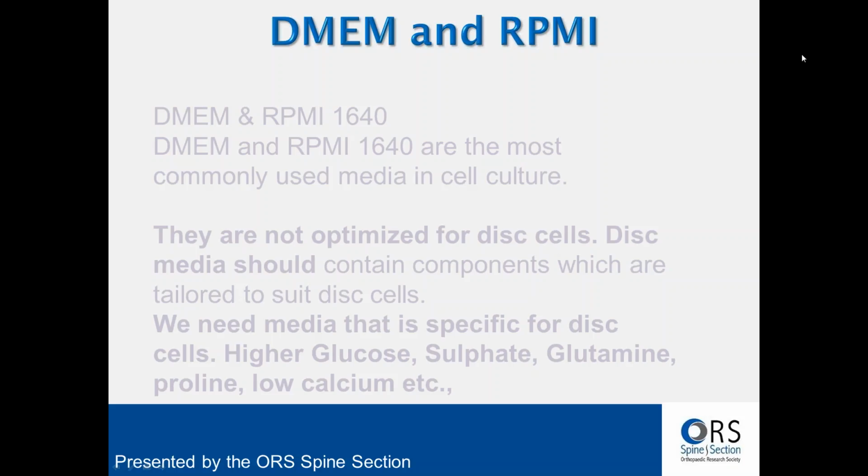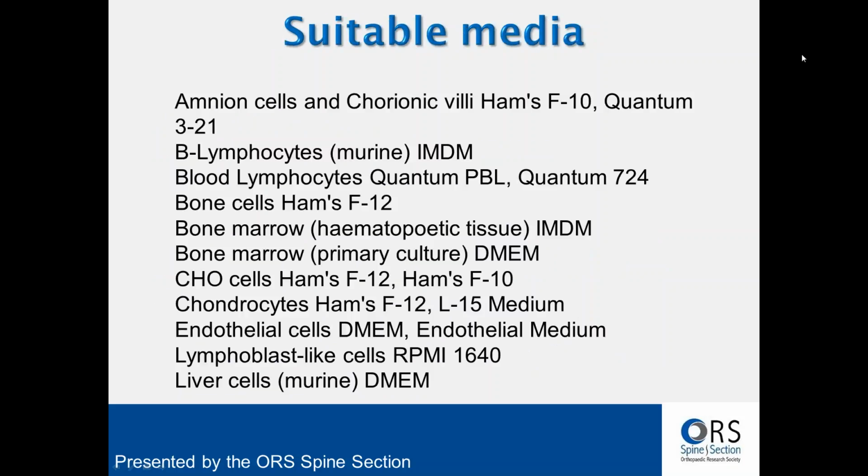This is not the first time there have been media that are specific for certain cells. I'm just showing you a few of the media. If you see DMEM, it is here, and this sheet is recommended by pharmaceutical companies for what to use. DMEM is for bone marrow and for liver cells, etc. But you see there are all sorts of different media. Even macrophages have got their own media. Stem cells have their own media that has been developed.